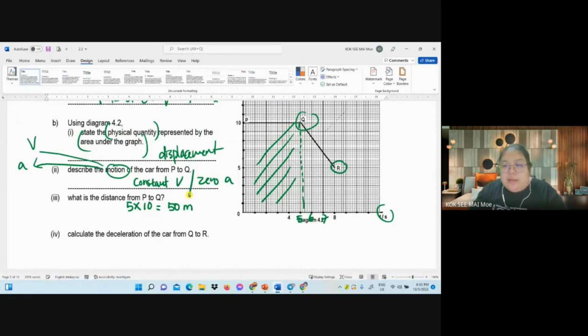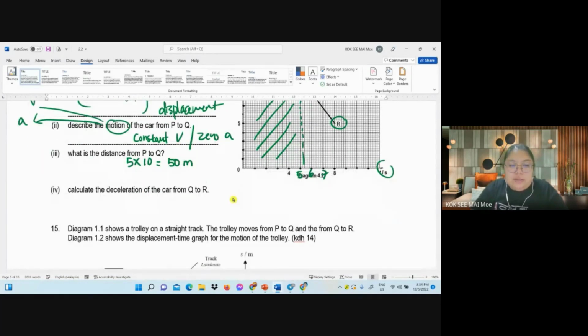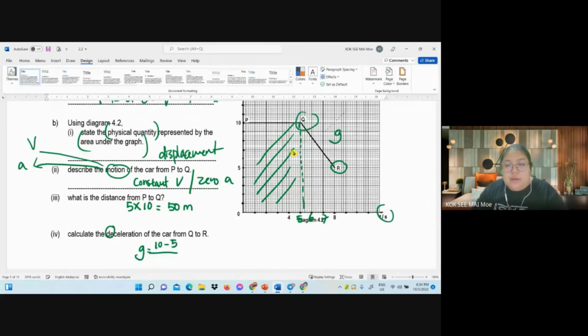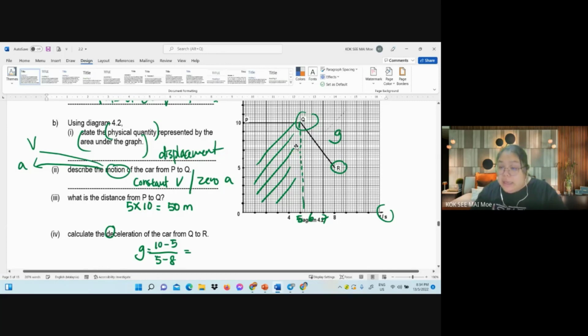Then calculate the deceleration QR. Q to R, you want to find deceleration, you find the gradient. The question said deceleration, and later in your answer, you need to ignore the negative. So we're going to show the gradient, y2 minus y1 over x1 minus x2. This part is a 5, 5 minus 8. When doing the calculation, you cannot automatically ignore the negative. So your calculation must be correct.